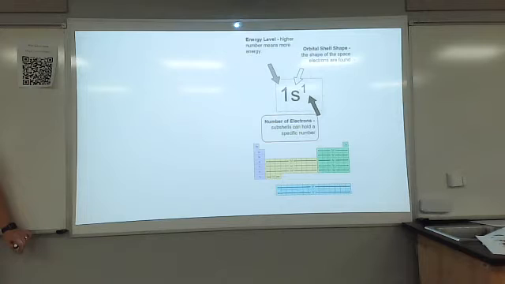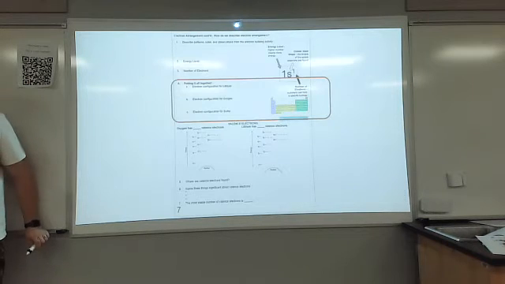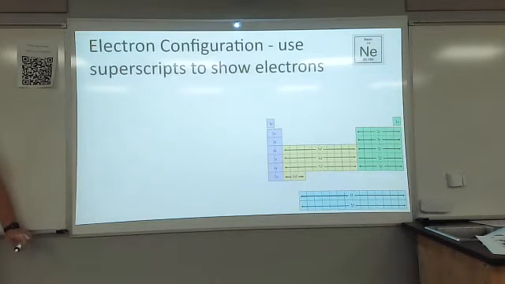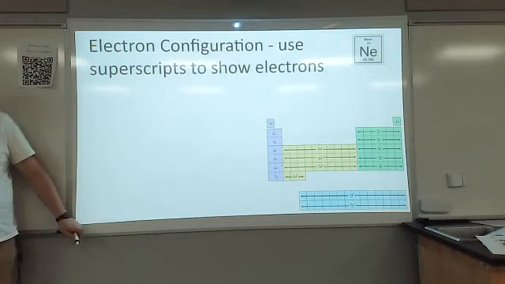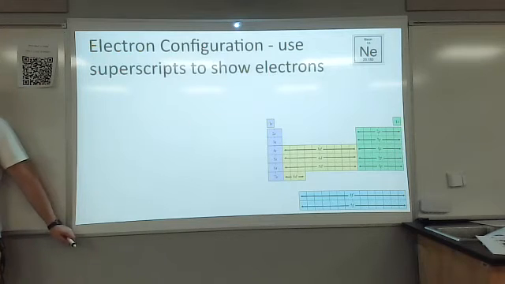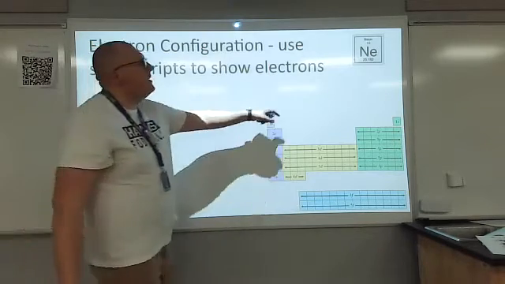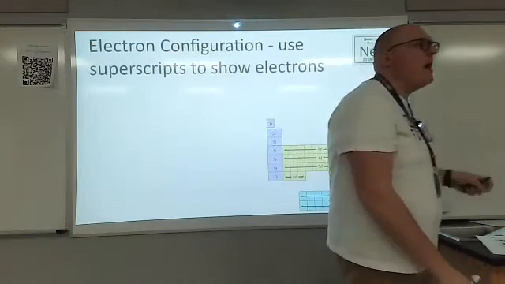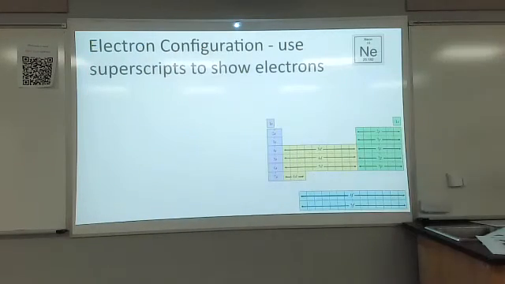Okay, how many examples do you have? You have 3. So what I'm going to do is I'm going to do an example that's not there. Then I'm going to let you try to do those 3, or at least walk me through it. So if I'm trying to write the electron configuration for neon, find neon on the periodic table.